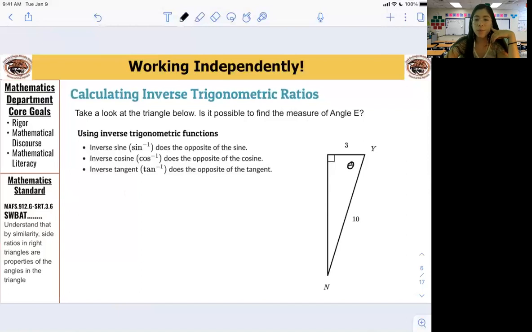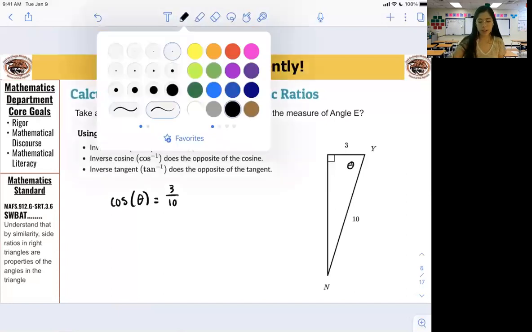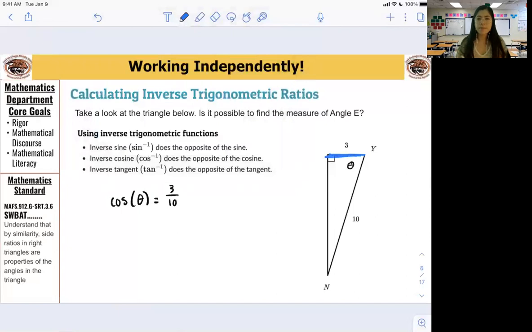So 3 over 10, which trig function is that? Sine? Cosine, good. Cosine of theta equals 3 over 10. So that's adjacent over hypotenuse. 3 is the adjacent side. So 3 over 10, that's cosine of theta. So in order to get theta, I need to do the inverse cosine of 3 over 10.